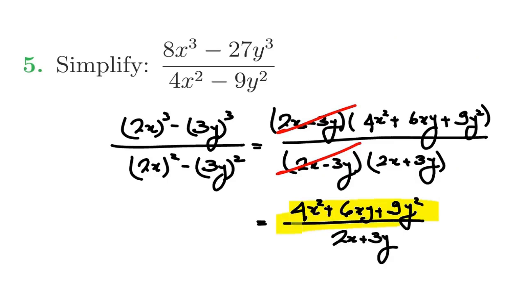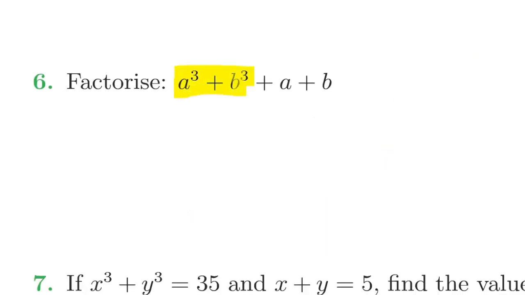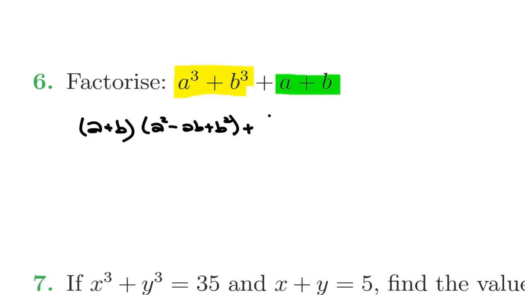That was our fifth and final question for this session. Let's factorize our sixth question here. A plus b times a squared minus ab plus b squared. Here let's directly see a plus b in parentheses. Now let's factor out a plus b in parentheses as a common factor.